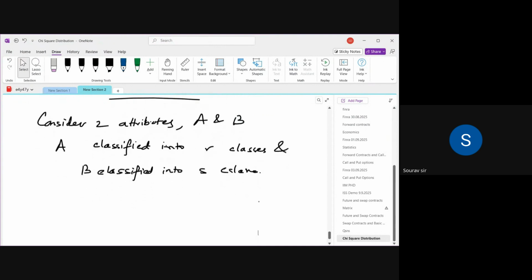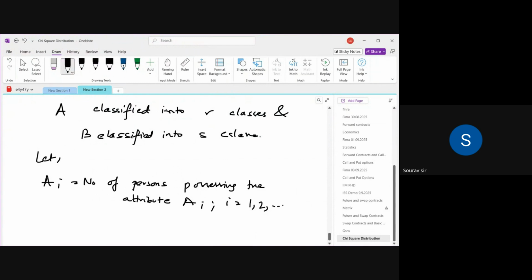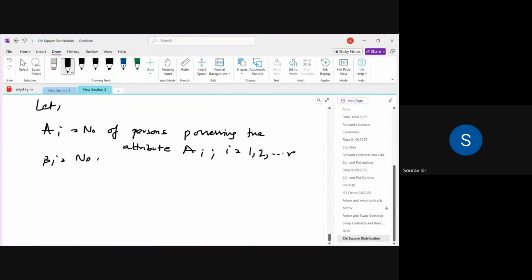So here, let Ai be the number of persons possessing the attribute, say Ai, where i is equal to 1 to R. And Bj means the number of persons possessing the attribute Bj, where j is equal to 1 to S.